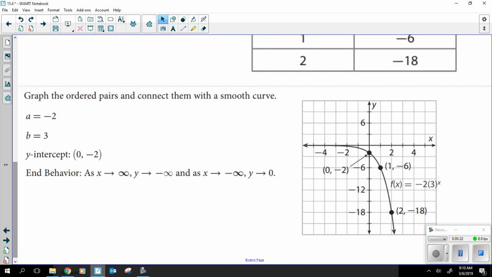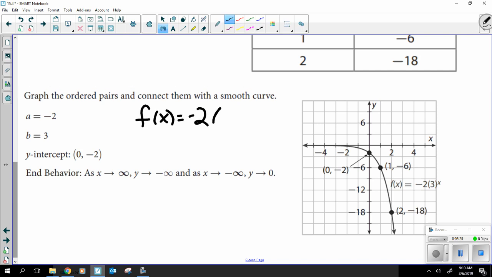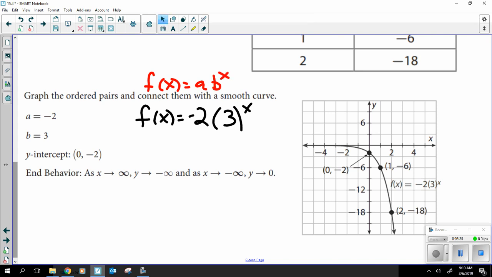And here we go. They graph the ordered pairs for us. Our f of x is equal to negative 2 times 3 to the power of x. So our a is given. Remember, this is the last time I'm going to write this. They're talking about this f of x equals a times b to the x. So it's given our a, it's given our b, and our y-intercept is our 0, comma a, if you want to start looking at it like that.